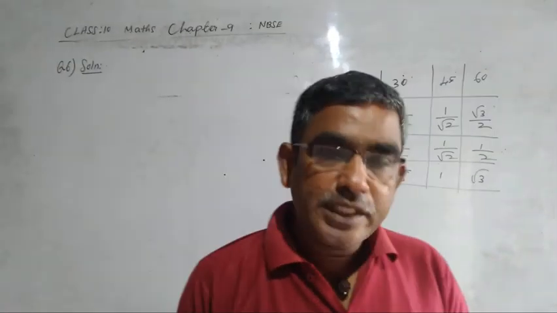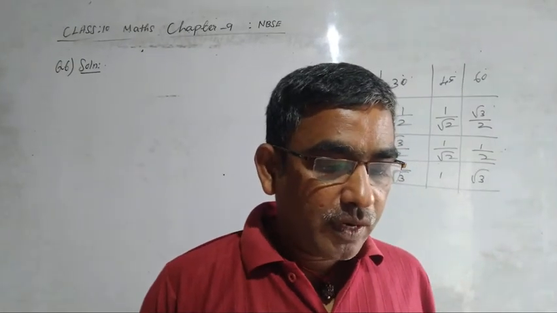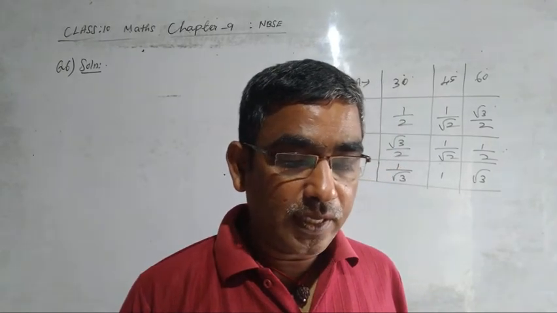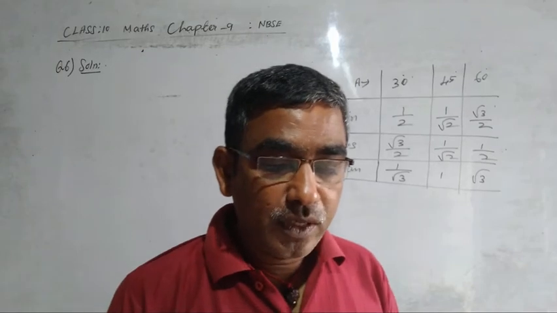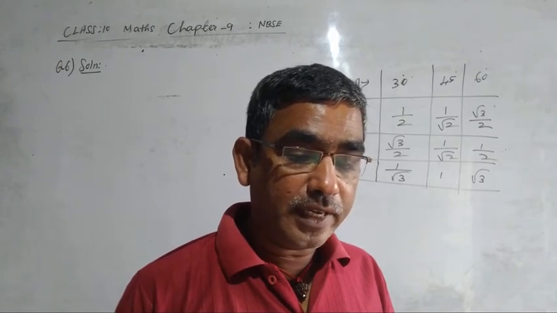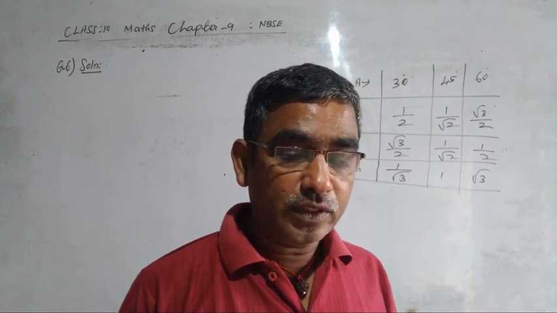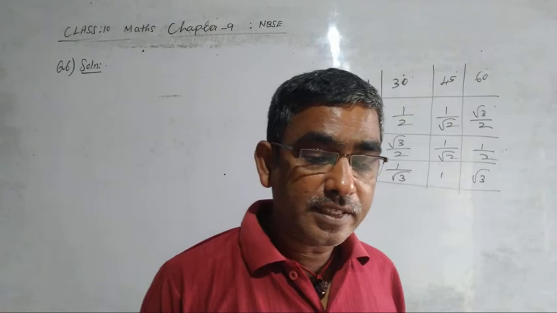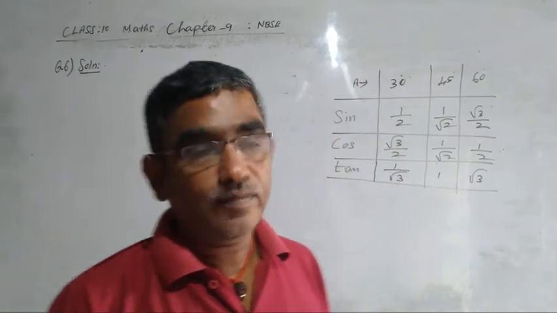So we come to question number 6. A 1.5 meter tall boy is standing at some distance from a 30 meter tall building. The angle of elevation from his eyes to the top of the building increases from 30 degree to 60 degree as he walks towards the building. Find the distance walked towards the building.